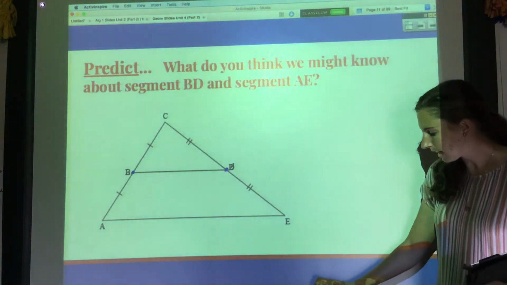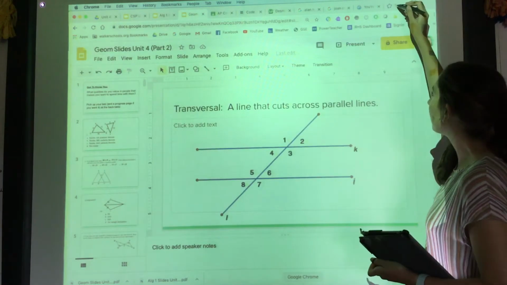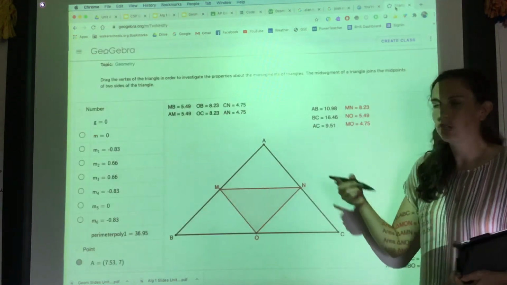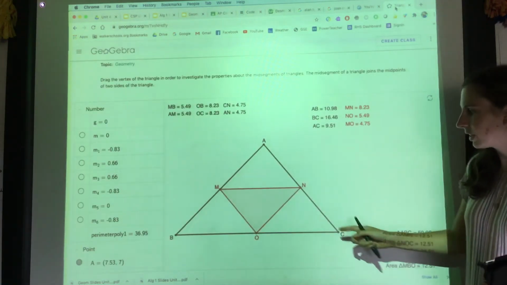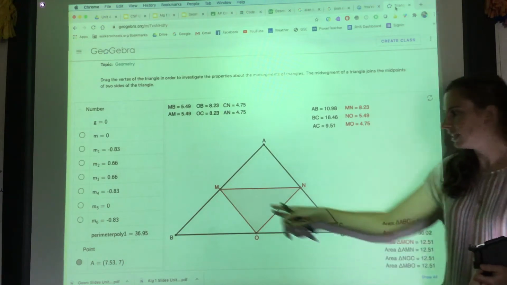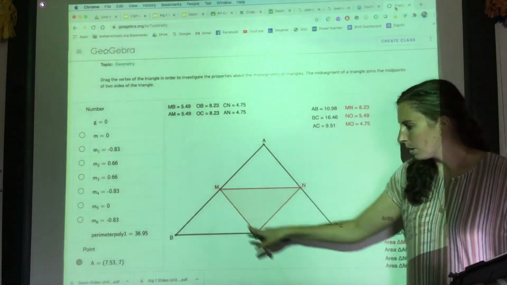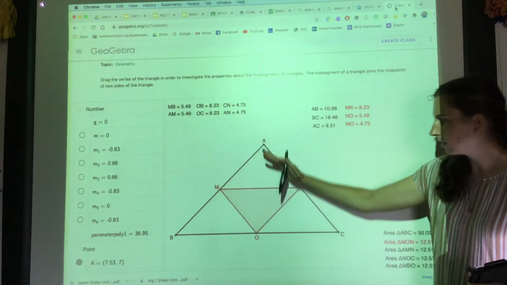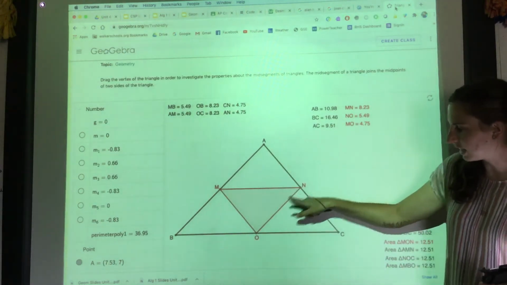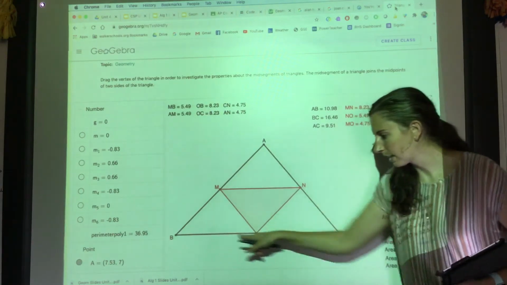So to explore this, I did put a link on Google Classroom if you want to play around with it. It's on GeoGebra. And so here's a bunch of midsegments all connected. MN is the midsegment of BC. MO is the midsegment that goes with this side. And then this is the midsegment if we connect these two midpoints.